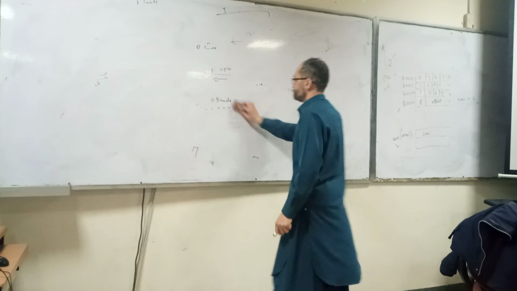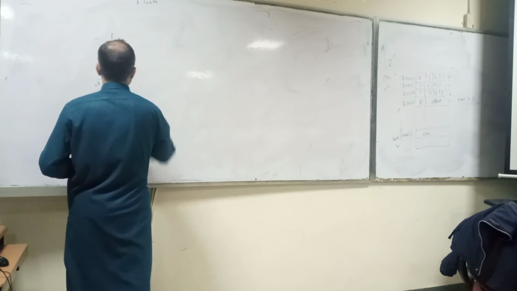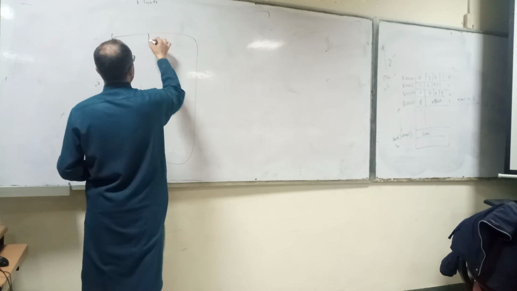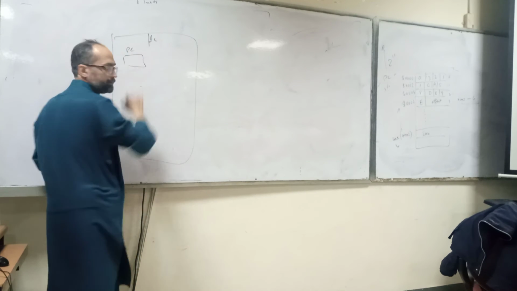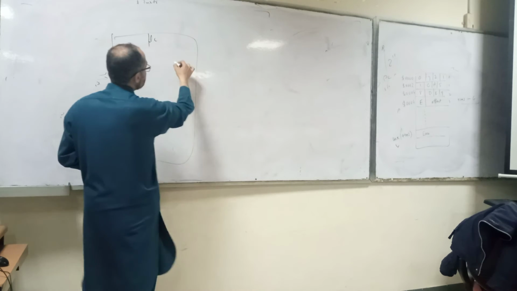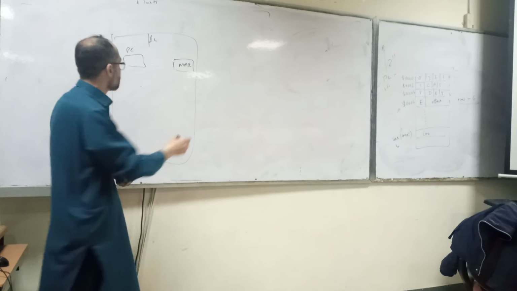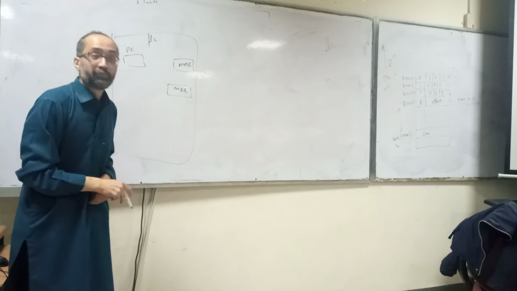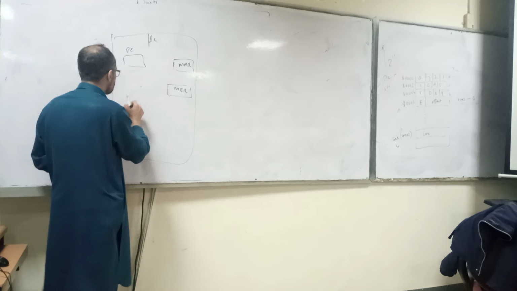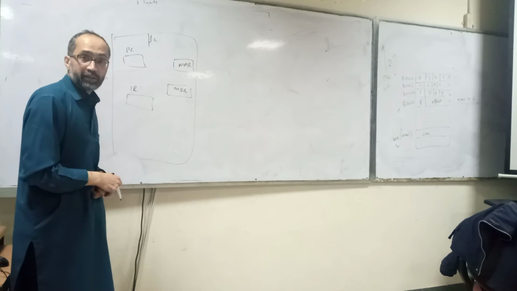Now this is your memory, and now we have some microprocessor. The microprocessor has some registers: the program counter, PC. It also has a register MAR, which stands for memory address register. We have a register called the buffer, MBR, which stands for memory buffer register. Now we have an internal register, IR, which is called the instruction register.